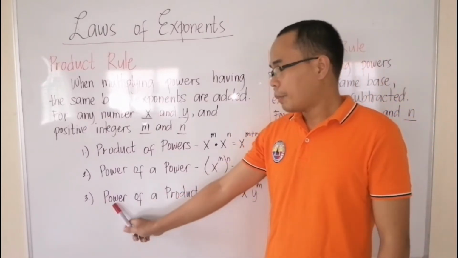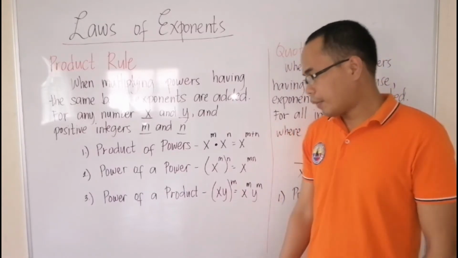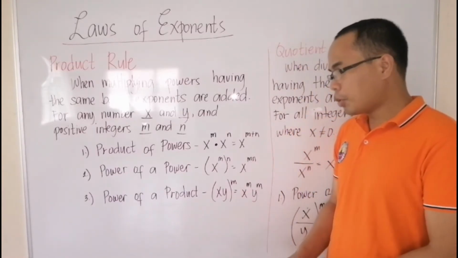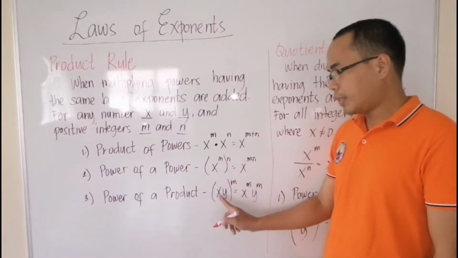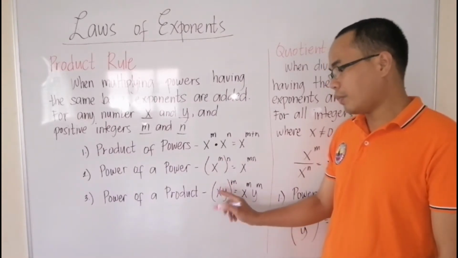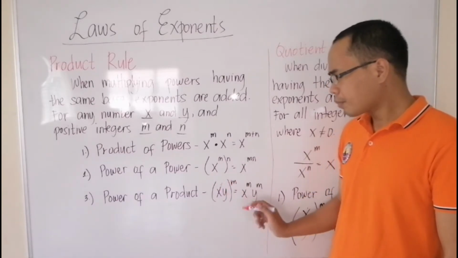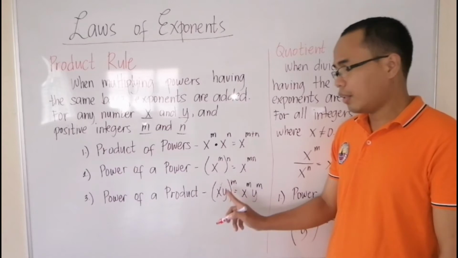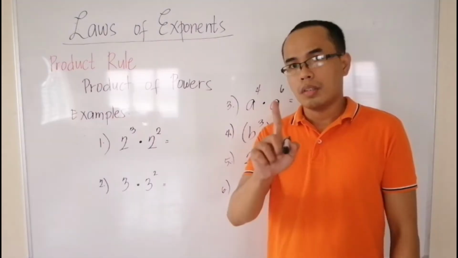Number 3, power of a product. What is a power of a product? So tulad na ito, minumultiply na natin again yung exponent by the exponent. So for example, exponent ng x dito is imaginary 1. So let's say 1 times m is equal to m. Ganun din sa y. Y raised to m. So ito lang yung kanyang magiging.